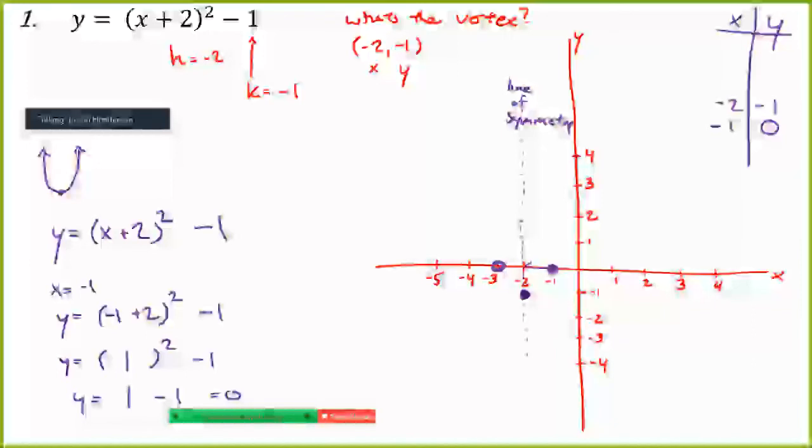So if you find some of the points on one side of the parabola, I want you to save time. Instead of plugging in the other side as well, we're just going to mark them using symmetry, like I did for this one, -3, 0. I'm going to put that in my table, -3, 0.